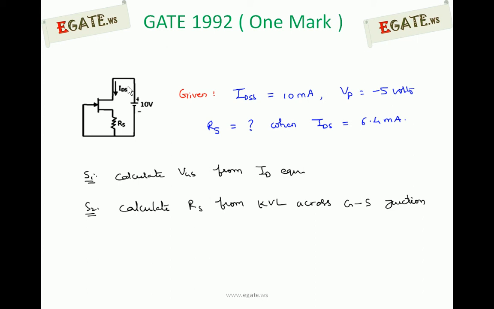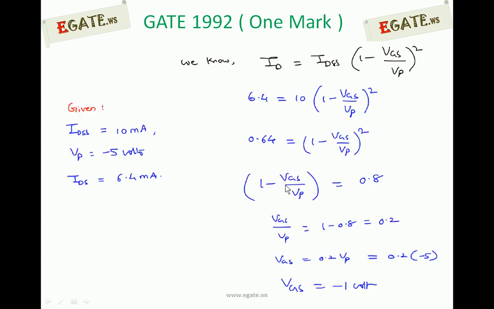That's why we name the notation IDS; otherwise we could write ID and IS separately. IDS is the drain to source current, the same current flowing through drain as well as source. So ID is 6.4 milliamperes, and the same current is flowing through this RS. Okay. First calculate VGS from the drain current equation.